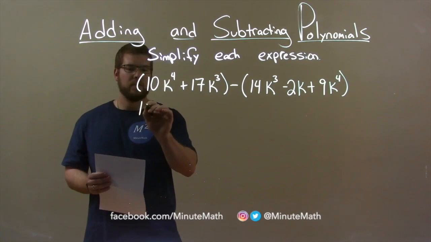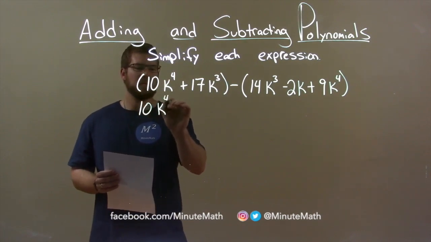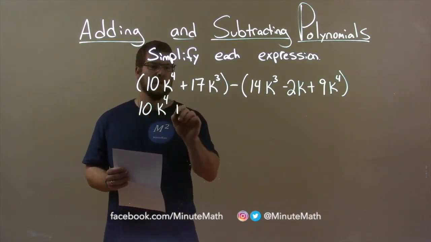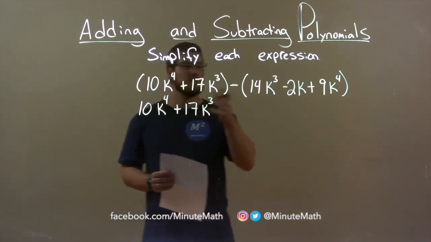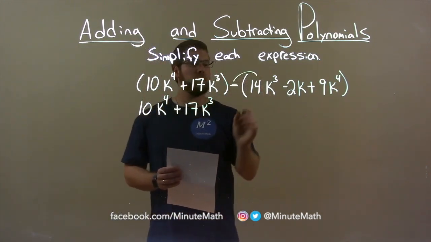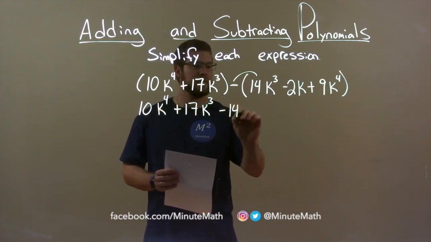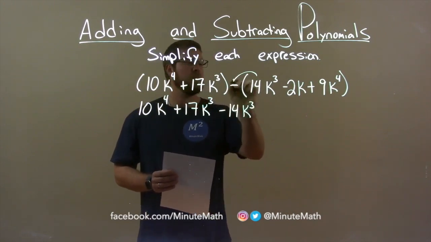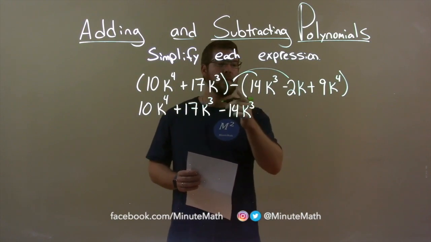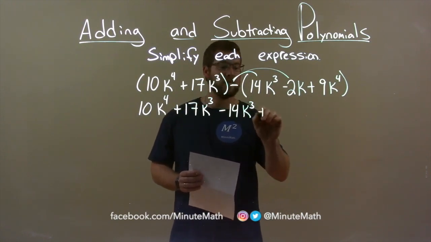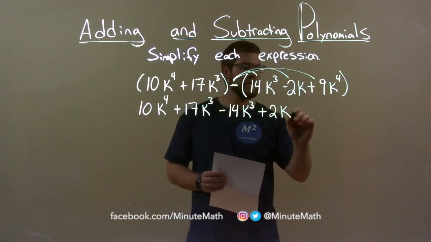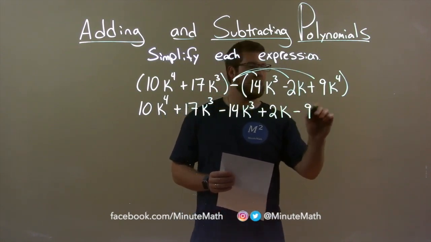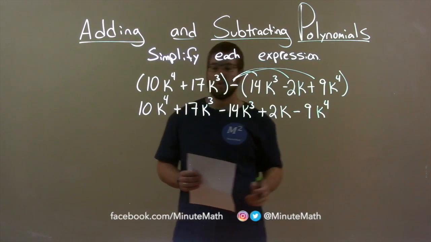Bring down the first parenthesis, 10k to the fourth, but we don't need the parenthesis anymore, plus 17k to the third. And now let's distribute the minus sign. Over here, minus 14k to the third. The minus sign goes again over here, but that's a double negative, so that's a positive, plus a 2k. And again, minus sign over, but now a minus a 9k to the fourth.